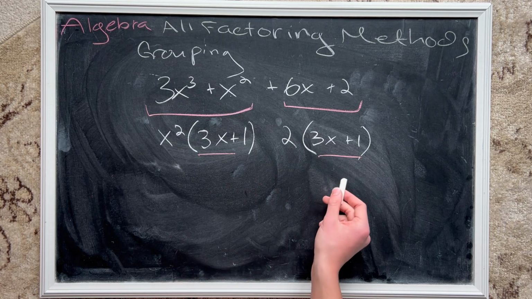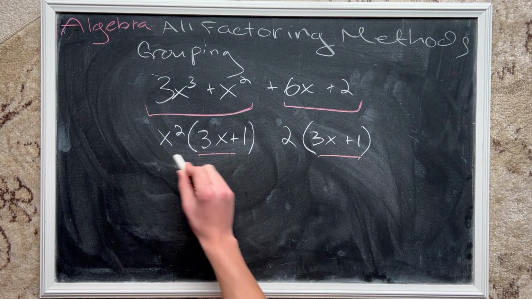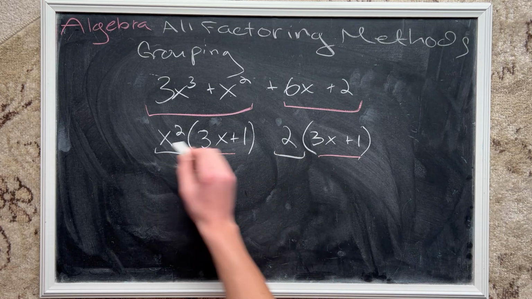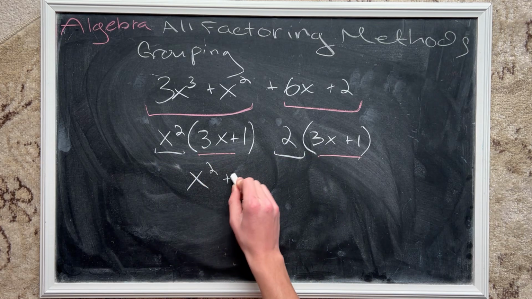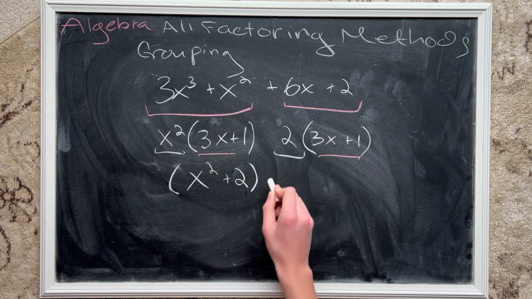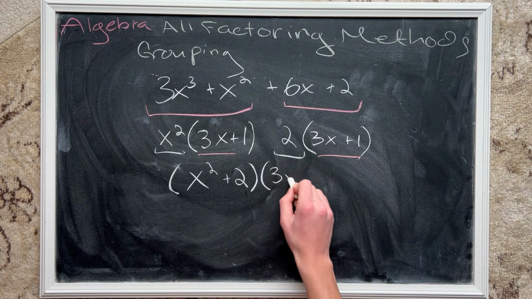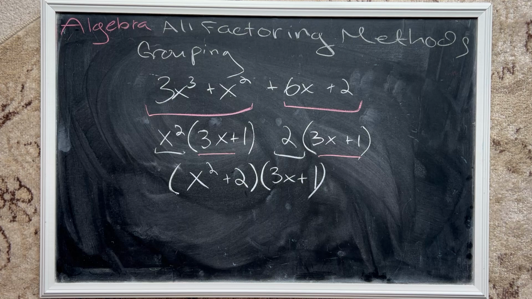But yeah, so the next step is we take these two outside, we add them together, so x squared plus 2, and that's one of our factors. Then our other factor is 3x plus 1. And that is the end result.